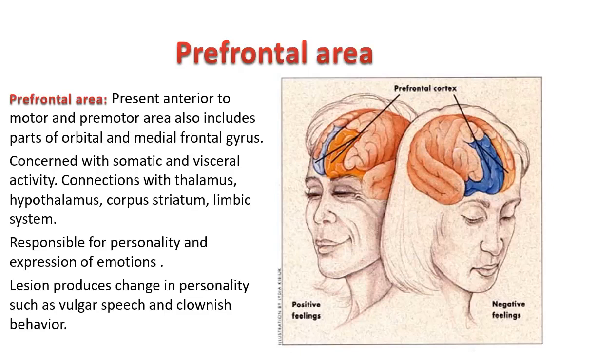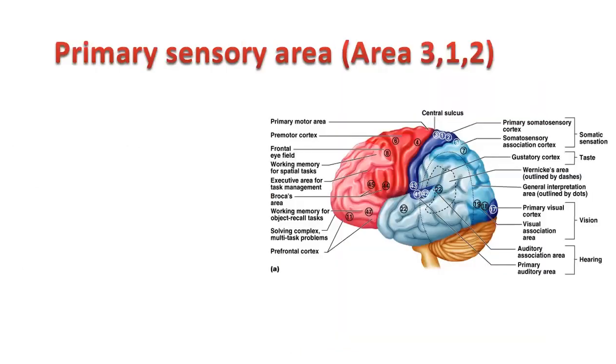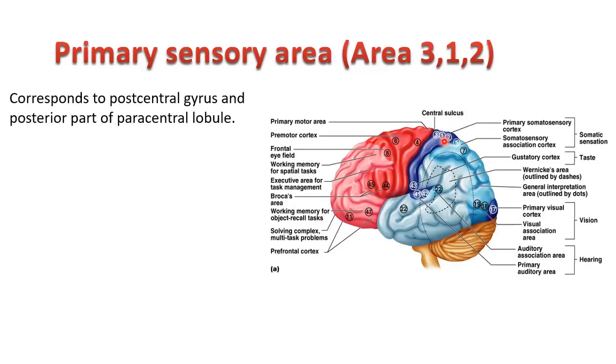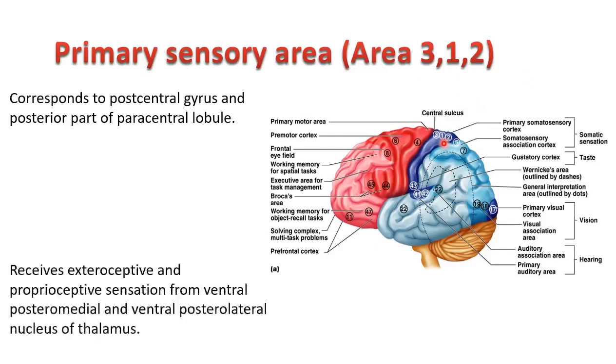Next, moving on to the primary sensory area, the somatosensory area, areas 3, 1, and 2. This is your primary somatosensory area, corresponding to the post-central gyrus, and extending medially to the paracentral lobule. It is 3, 1, 2, and that is the order in which it should be written. It should not be written 1, 2, 3 or 2, 1, 3. It is 3, 1, 2, seen in the post-central gyrus.